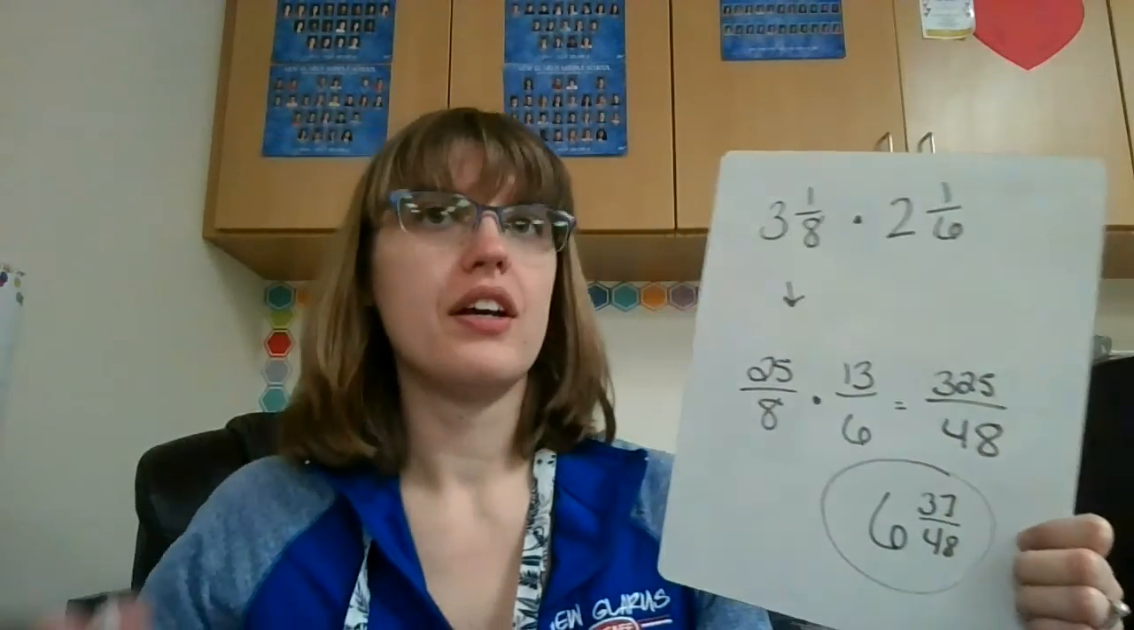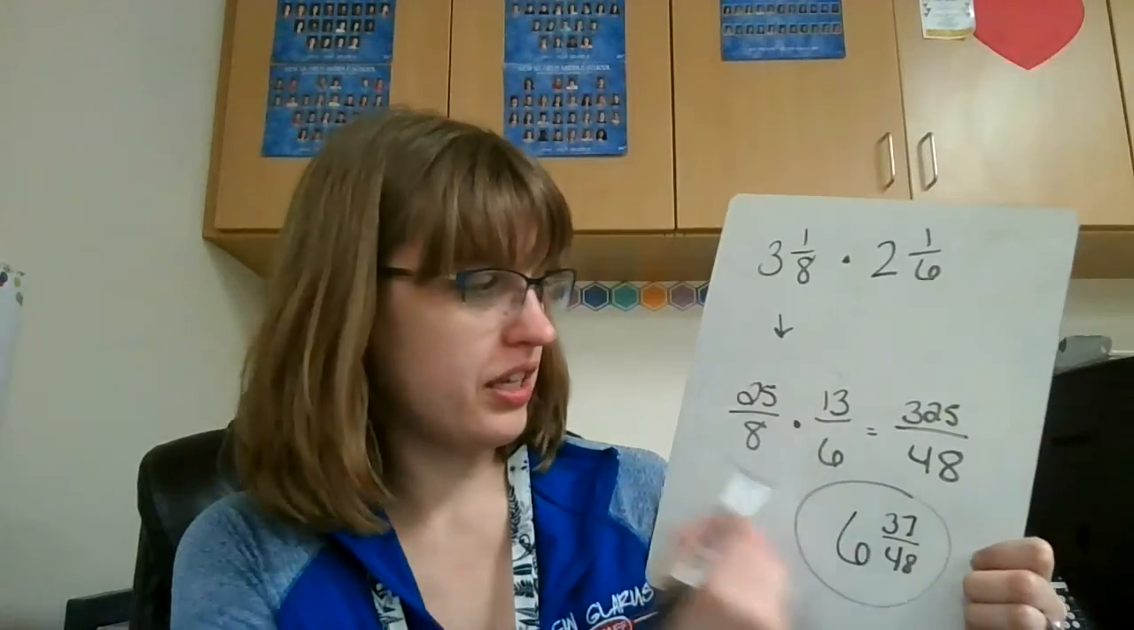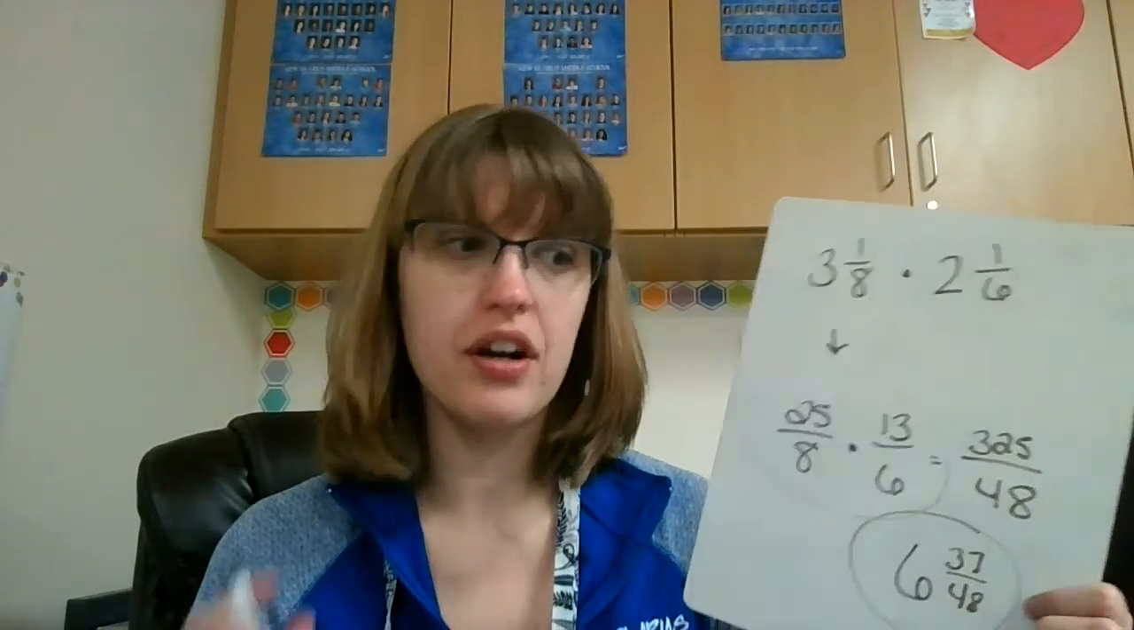All right. So multiplying mixed numbers, this is your first step, changing it into improper. If you need more examples, go ahead and watch the other video.